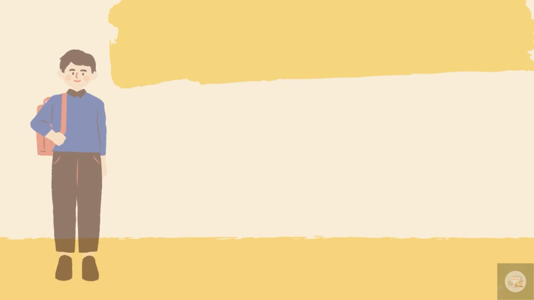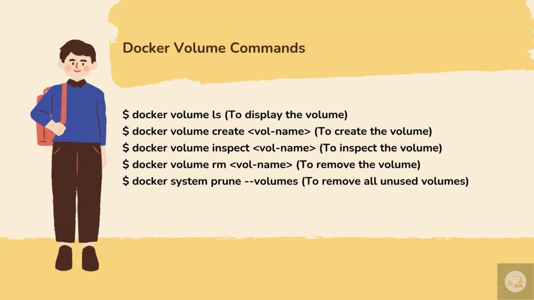Volumes are used to persist data in Docker. To create a volume, use docker volume create, and you can list them with docker volume ls. To see details about a specific volume, docker volume inspect is helpful, and to remove unused volumes, use docker volume rm. You can attach volumes to containers with the -v flag when running containers.